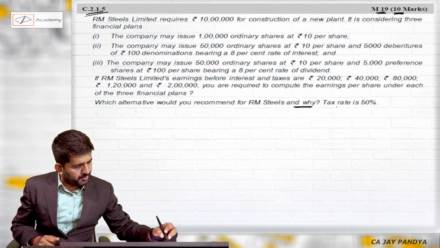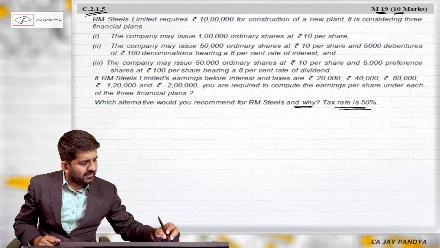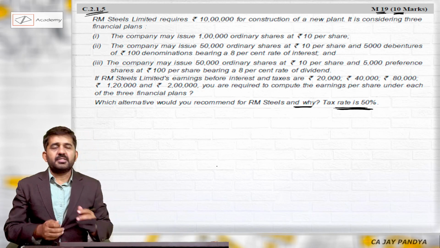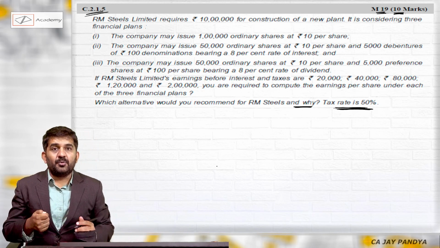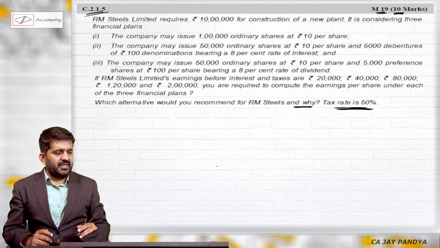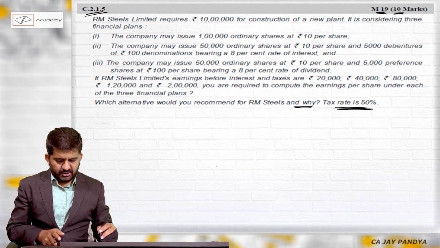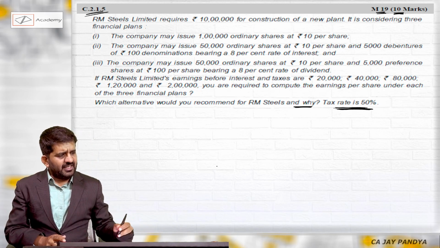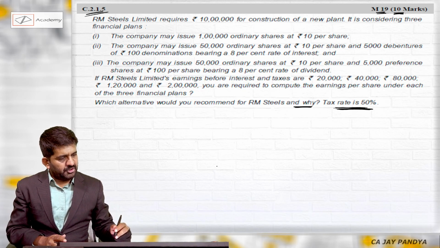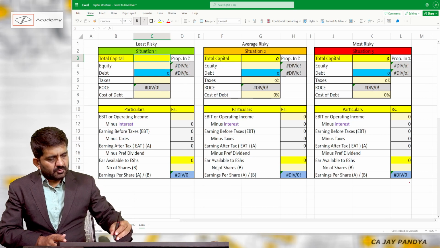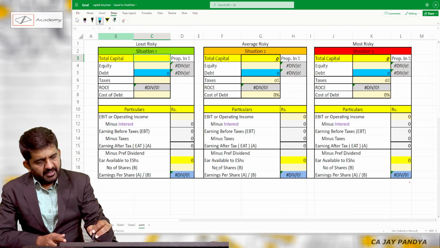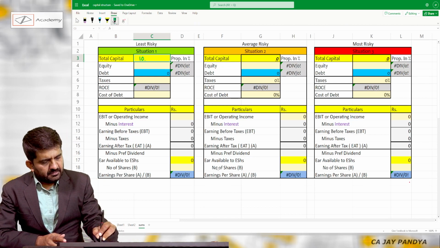This will be important: the tax rate is 50%. For you, it is a very lengthy question. For me, it is very simple because I have an Excel sheet. But you can easily understand what I am doing in the Excel sheet. So the total capital required is 10 lakh rupees.